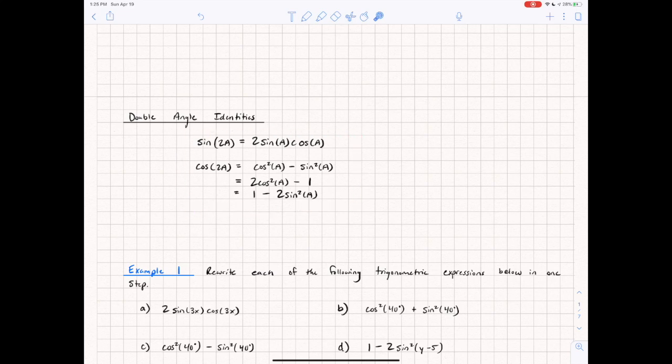Again, I wrote tangent up there. I'm not going to make you responsible for that. I just wanted to show you what that one would look like if you were wondering. But these are the ones that you'll need to use, especially in this first example. So let's take a look at the example.